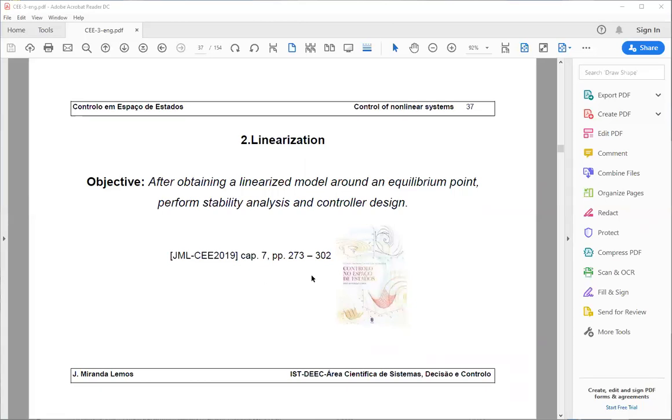So, the objective is twofold. First, to provide a tool to study the stability of equilibrium points based on linearization about that point. And the second is to provide a tool to design controllers for nonlinear systems based on linearization about equilibrium points.